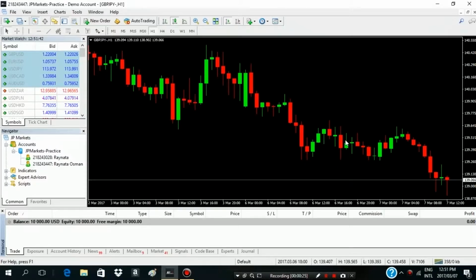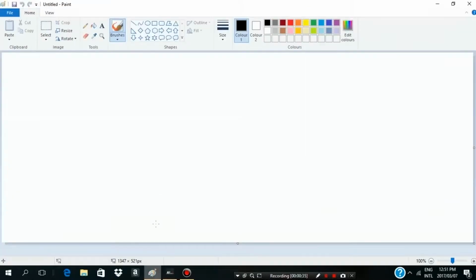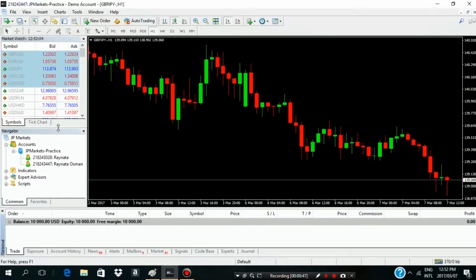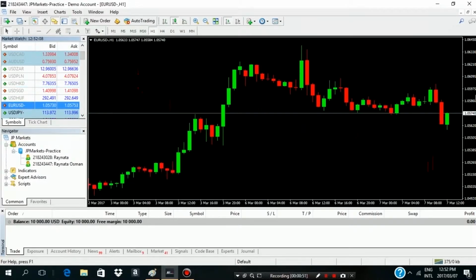Okay, now that you know how your chart works, let's get into how you actually make money, the exciting part. So, how this works is you have got price on this side, and price moves within points. As you can see, price is moving within points. So it moves by 1, moves down by 1.